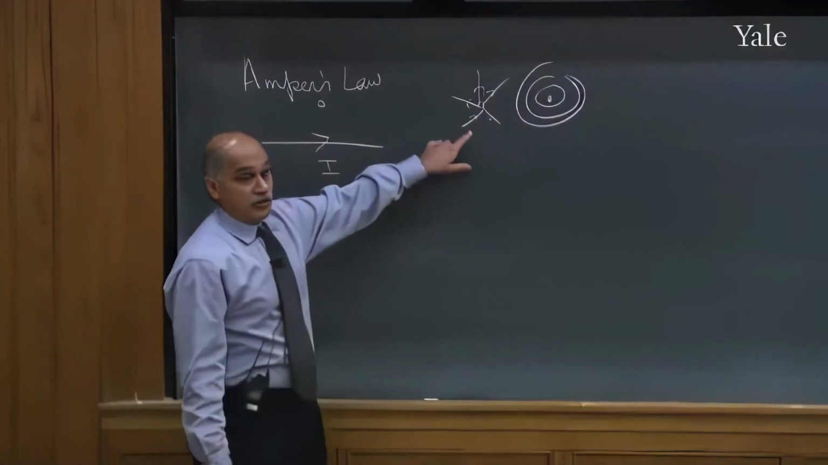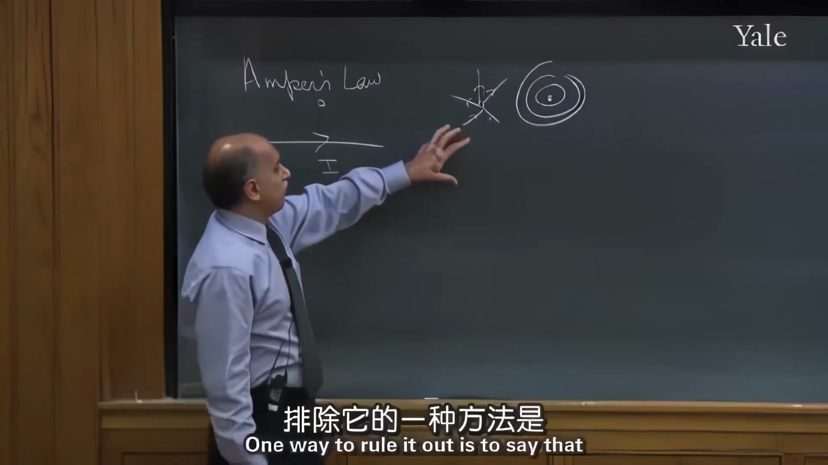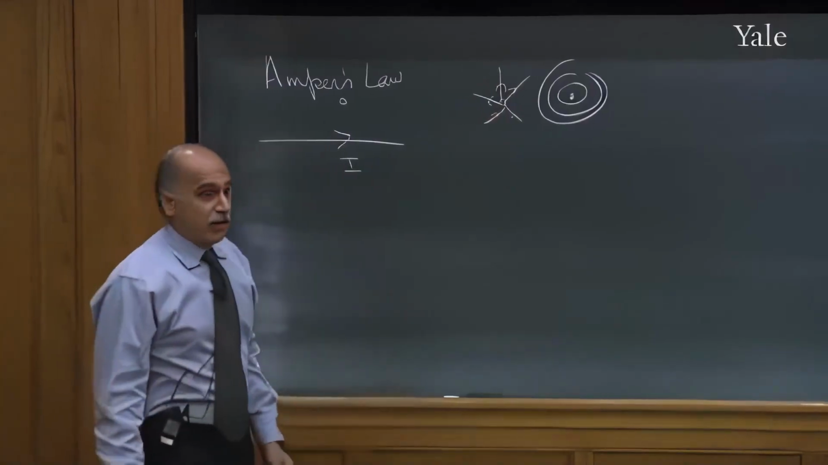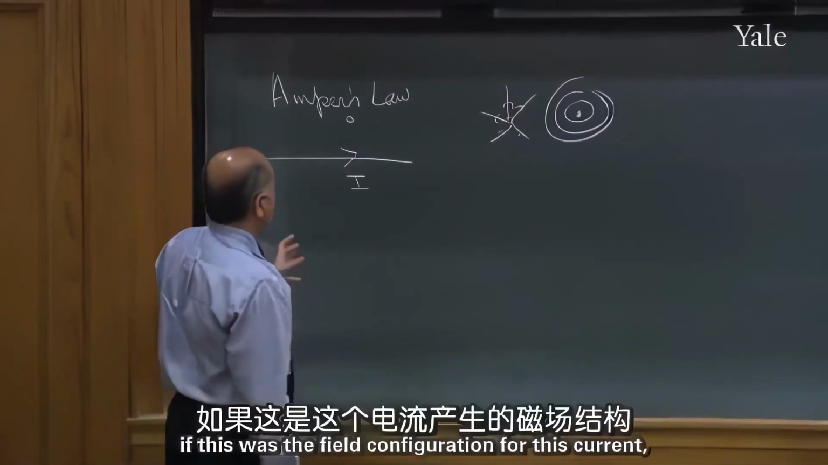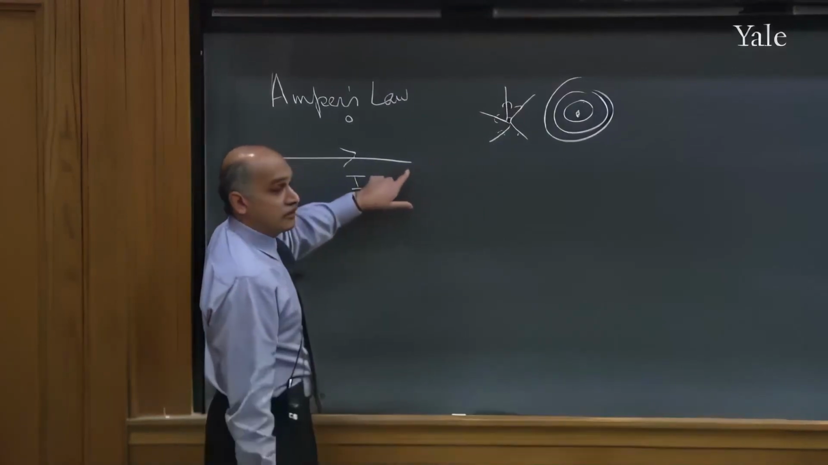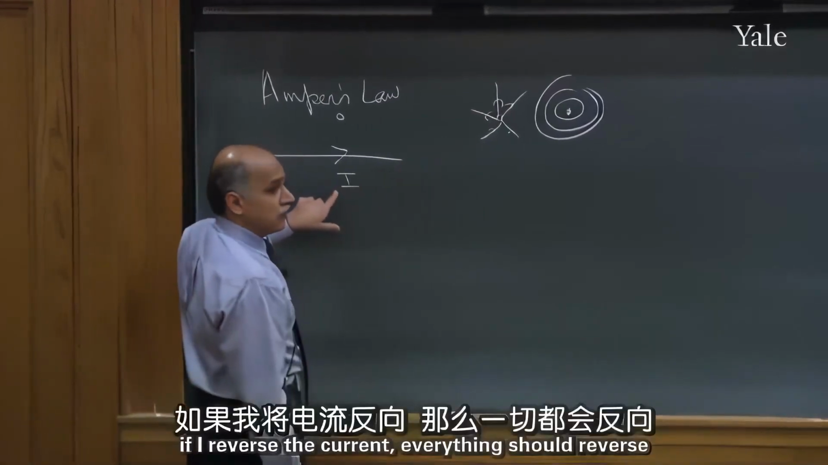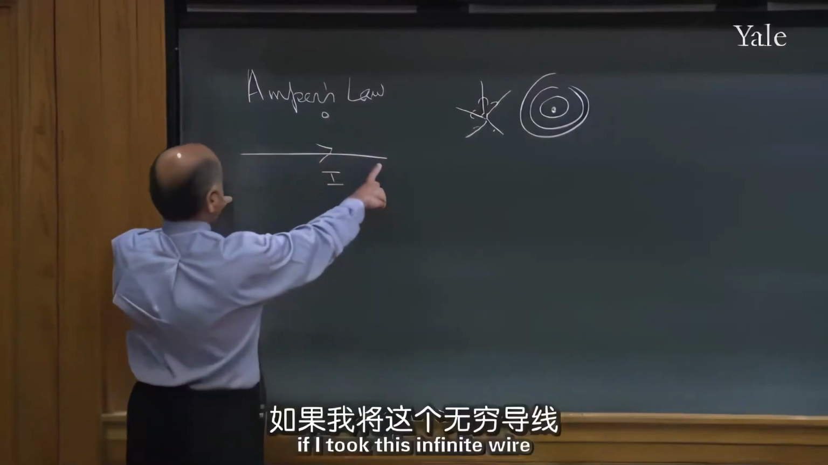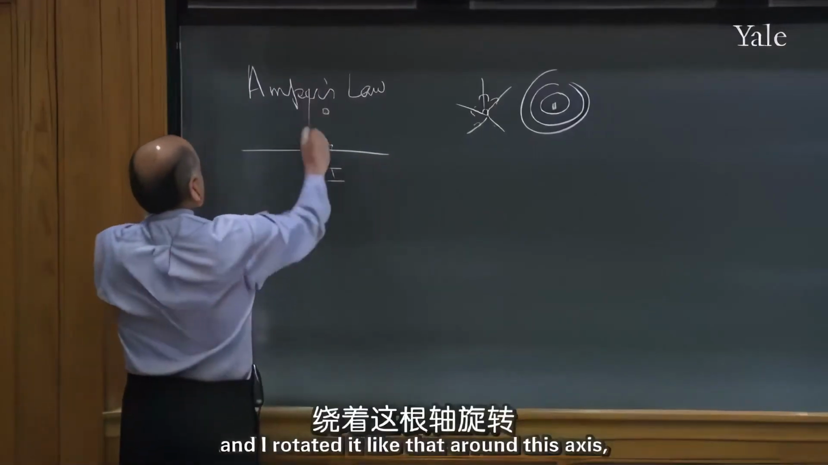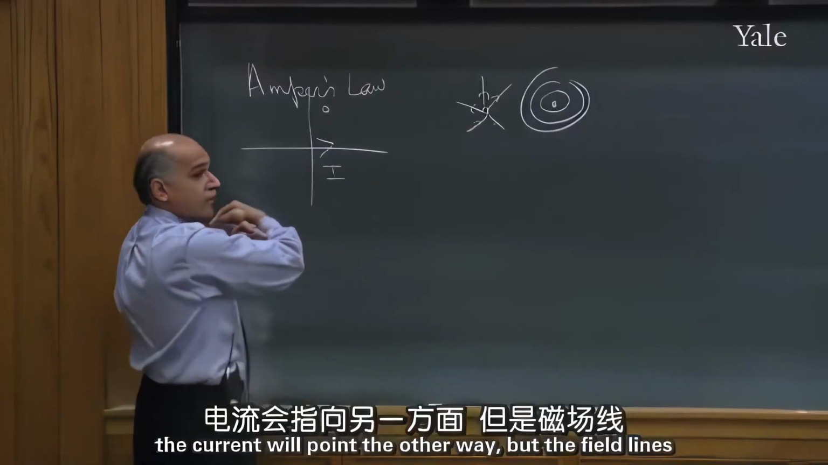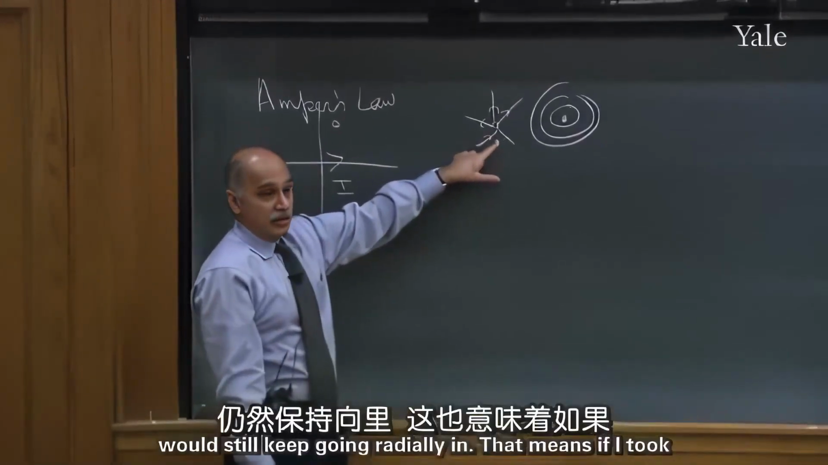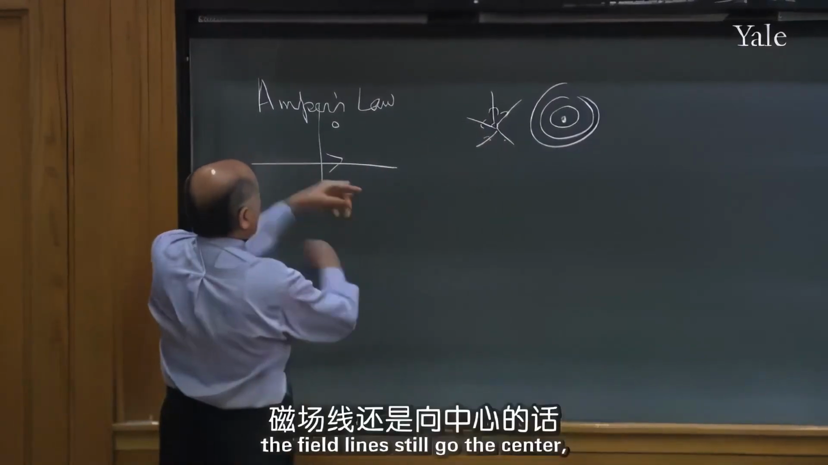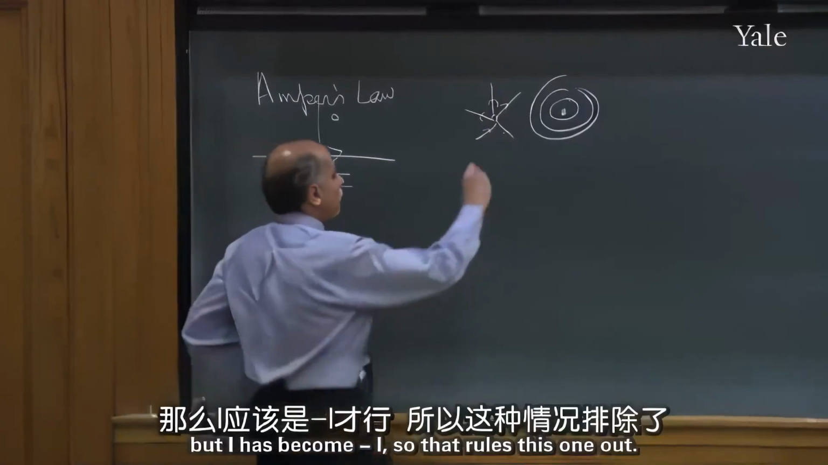But you can rule this one out. One way to rule it out is to say that if all the magnetic field lines end on the wire, there must be magnetic charges, and we don't have them. Another way, which is more subtle, is to say, if this was the field configuration for this current, and I reverse the current, everything should reverse and the lines should go outwards now. On the other hand, if I took this infinite wire and rotated it around this axis, the current will point the other way, but the field lines would still keep going radially in. That means if I took that current and flipped it around, the field lines still go to the center, but I has become minus I. So that rules this one out.